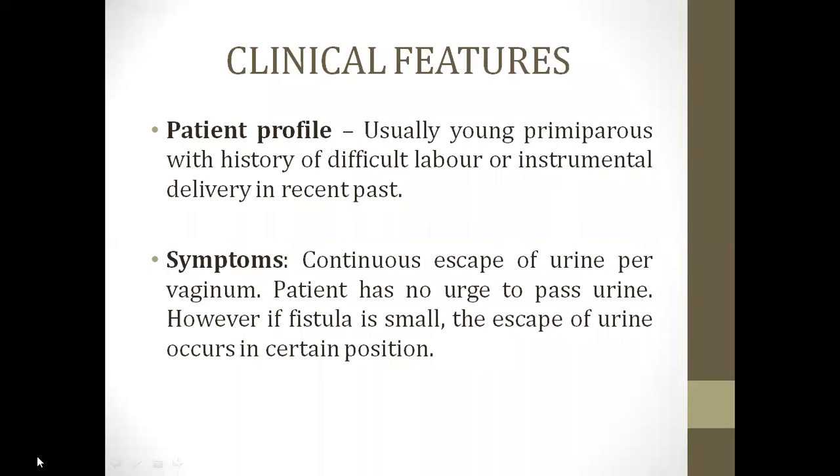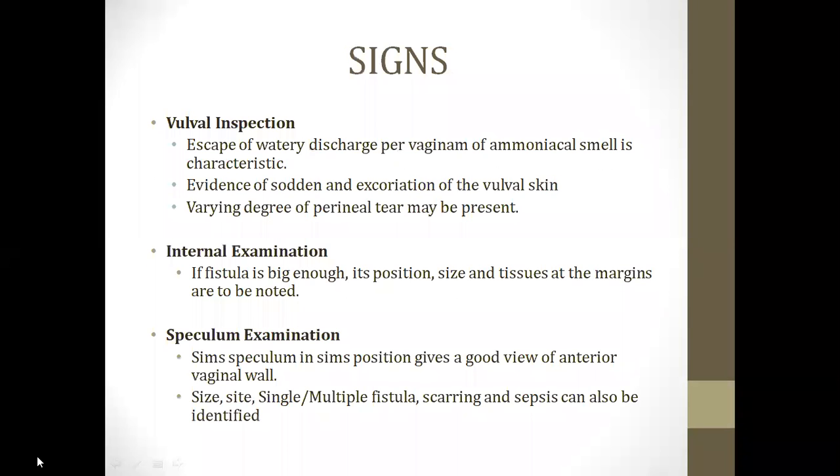And coming to the clinical features, patient profile: usually a young primiparous woman with history of difficult labor or instrumental delivery in the recent past. Coming to the symptoms, the patient complains of continuous escape of urine per vagina. The patient has no urge to pass urine. However, if the fistula is small, the escape of urine occurs in certain positions only.